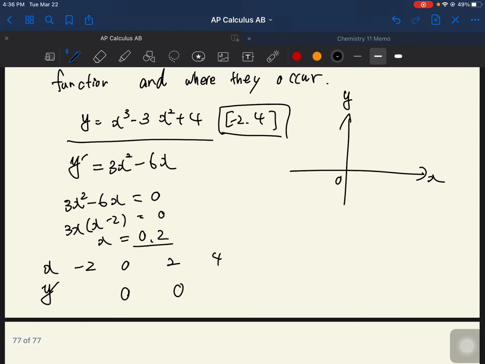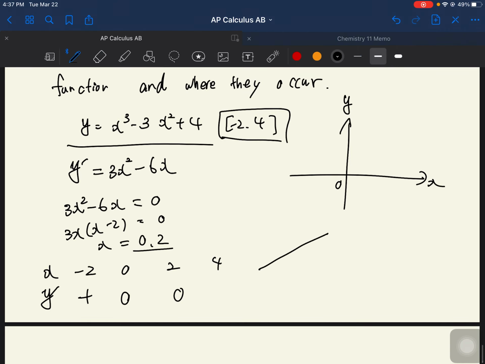So for example here, when x is between -2 and 0, let me plug in -2 here. 3 times 4, -6 times -2 is positive. So this means the value of y prime is going to be positive. You know what it means? When the value of y prime is positive, this means the tangent slope is positive. This means the graph is increasing. So the graph is going to be like this or like that.